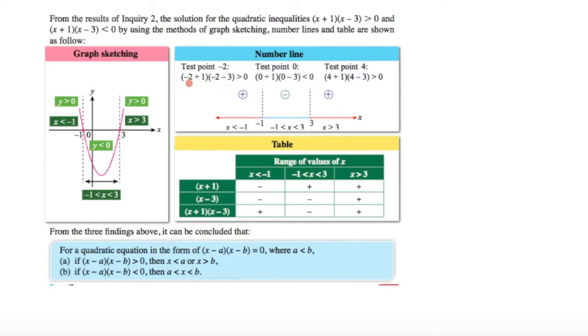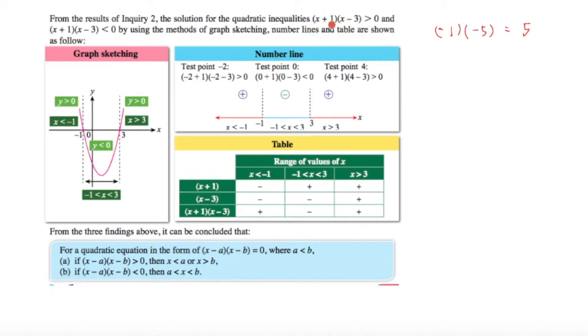Okay, let's do it. Negative 2 plus 1 will be negative 1. Negative 2 minus 3 is negative 5. Your answer is positive 5. The answer is positive, so here you write positive. Between negative 1 and 3, maybe you test a point, you put 0, any number in between here. Put 0: 0 here, 0 here. 0 times 0 is 0.